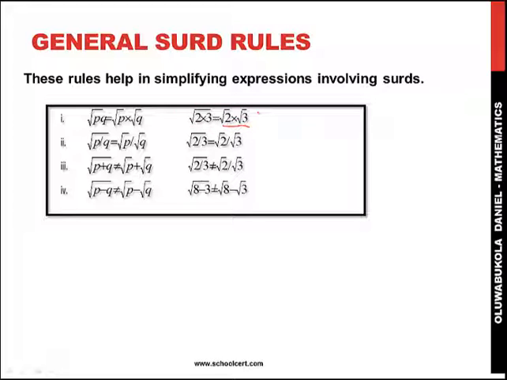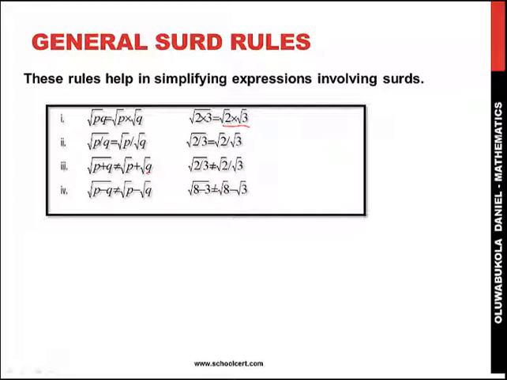The same thing goes for division. If you have root of p over q, it can also be expressed as root of p divided by root of q. So for instance, following the same trend as above, root of 2 over 3 can be written as root 2 divided by root 3.